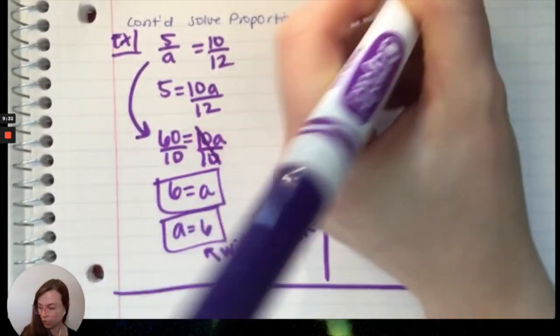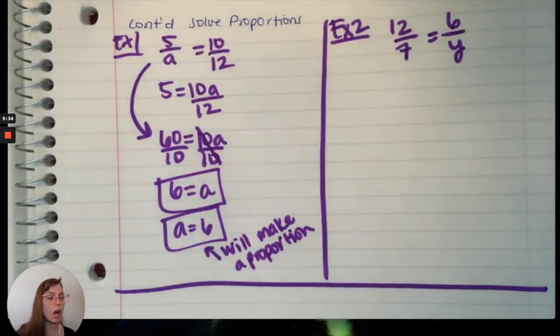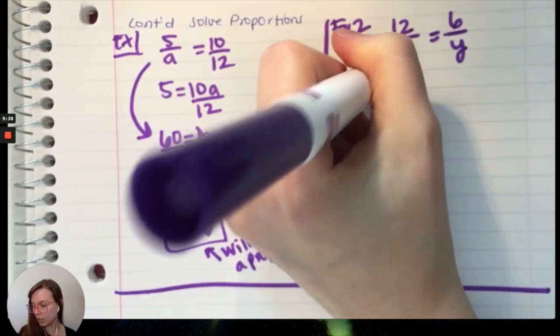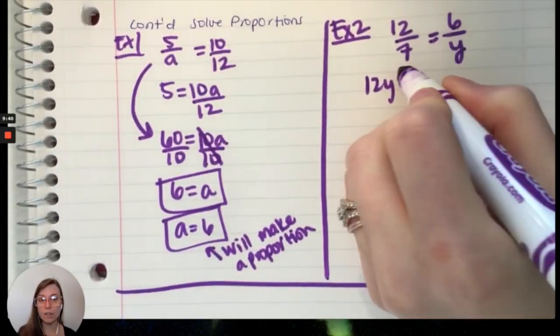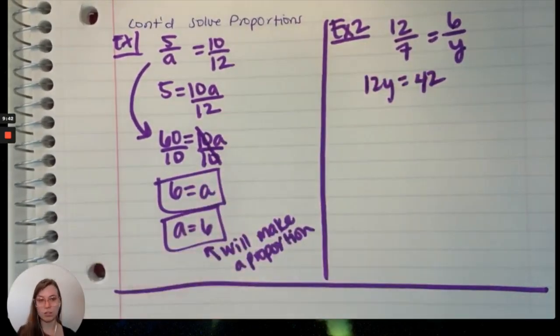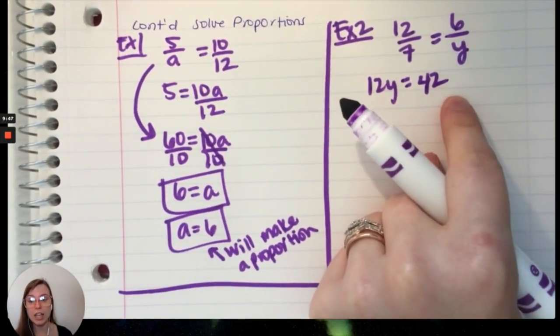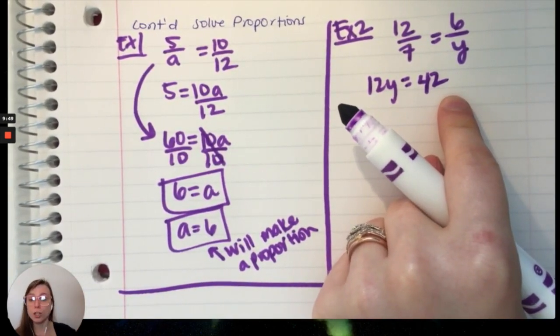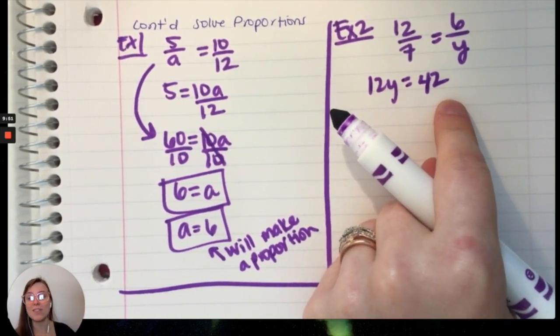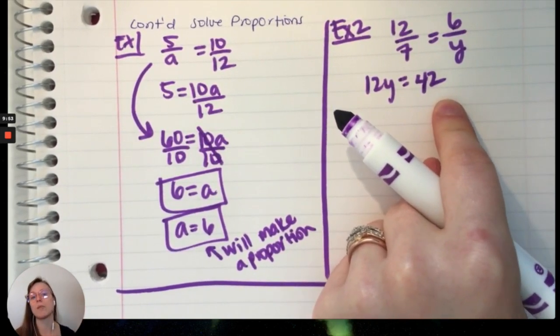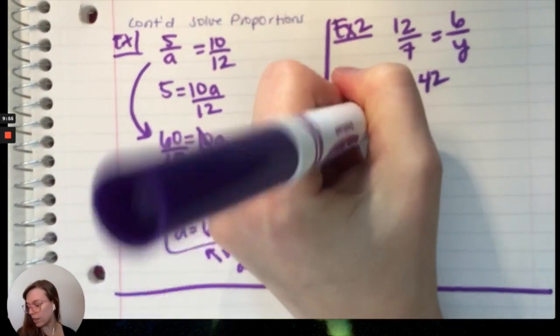12/7 is equivalent to 6 over y. Alright, so we're going to do the shortcut. It's 12 times y equals 7 times 6. Alright, now you may still make a mistake here, so if you want to write 7 times 6 and then the next line make it 42, you can. You don't have to go this fast to do this much in one step. It's just an option. Dividing by 12.